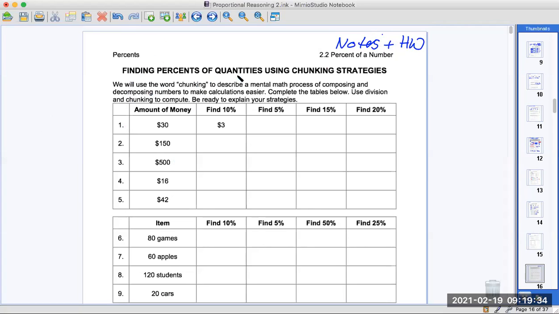Finding percents of quantities using chunking strategies. So chunking is you're going to relate different numbers, or find relationships that are easy for you to find the answer with. Relate different quantities.